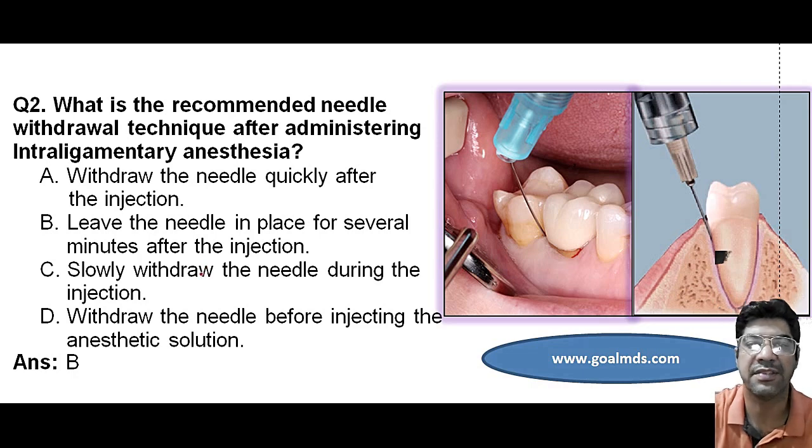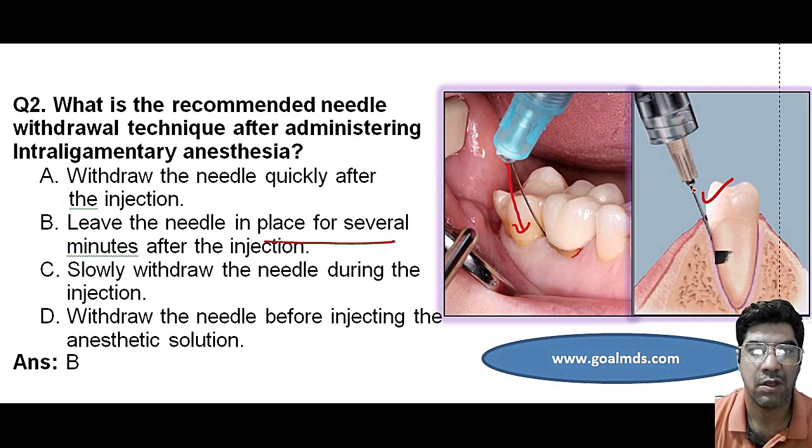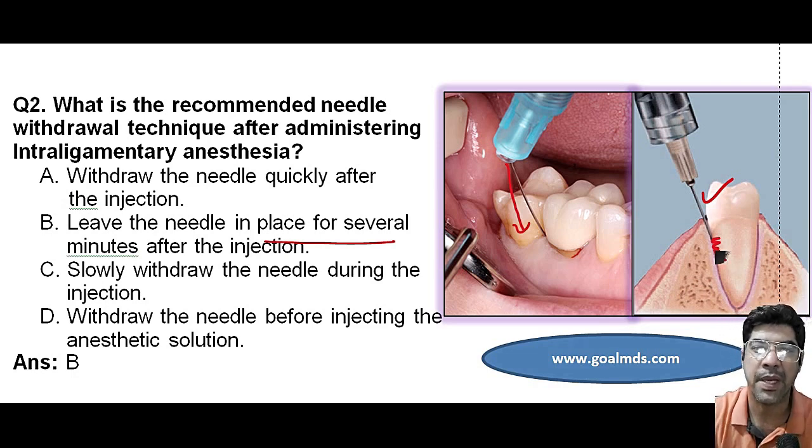Let us discuss the next question. What is the recommended needle withdrawal technique after the administration of intraligamentary anesthesia? Your answer is: leave the needle in place for several minutes after the injection. This picture shows the intraligamentary injection. After administration, it is recommended to leave the needle in place for several minutes. That allows for better diffusion and distribution of the anesthetic solution within the periodontal ligament space, which can enhance the effectiveness of anesthesia. Leaving the needle in place for a few minutes helps ensure that the anesthetic solution has sufficient time to take effect before the dental procedure is performed.